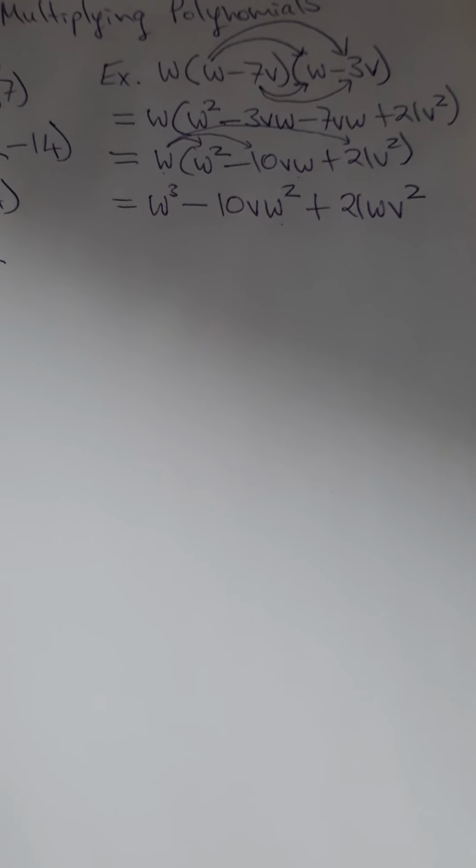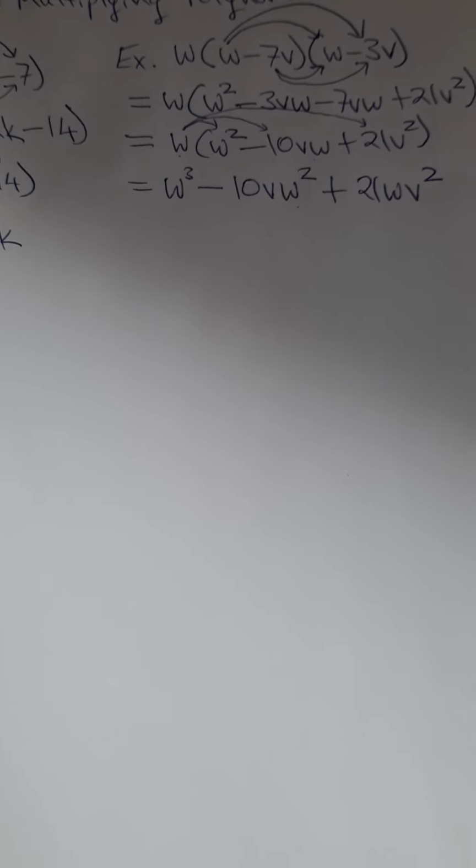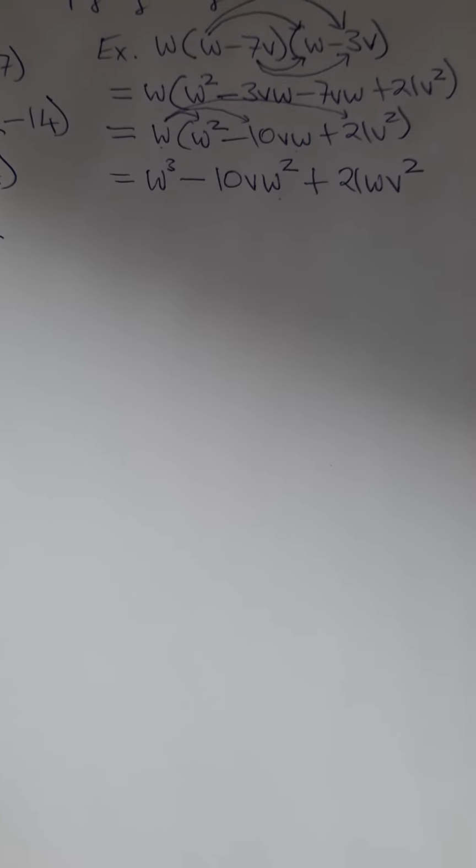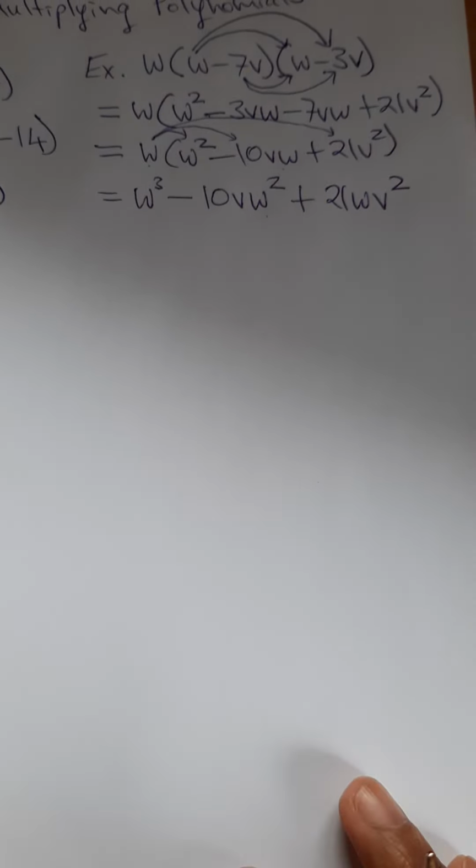Then you're doing w times negative 10vw, so we're left with negative 10vw squared. Everyone sees that there are two w's here, which makes this w squared. And then plus, we're doing w times the 21v squared, so 21wv squared. Again, just take your time as you're doing each of these questions. You don't want to rush. It's a simple concept, but the signs are really important, along with the exponents on the variables. All right, so with that, let's go to the next example here.